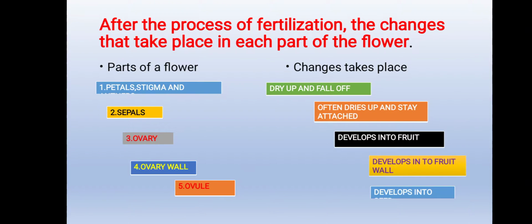Good morning, class. In the previous lesson, we learned about the process of fertilization and the changes that take place in each part of the flower. Petals, stigma, and anthers dry up and fall off. Sepals often dry up and stay attached. Ovary develops into a fruit. Ovary wall develops into a fruit wall, and ovule develops into a seed.